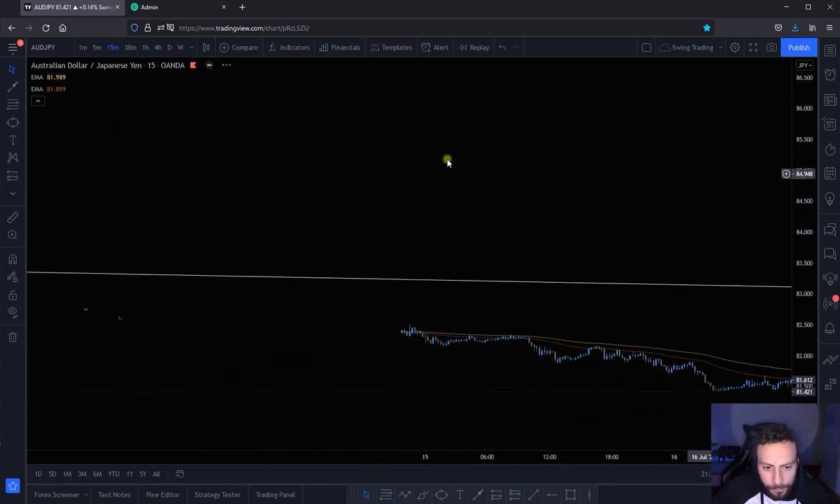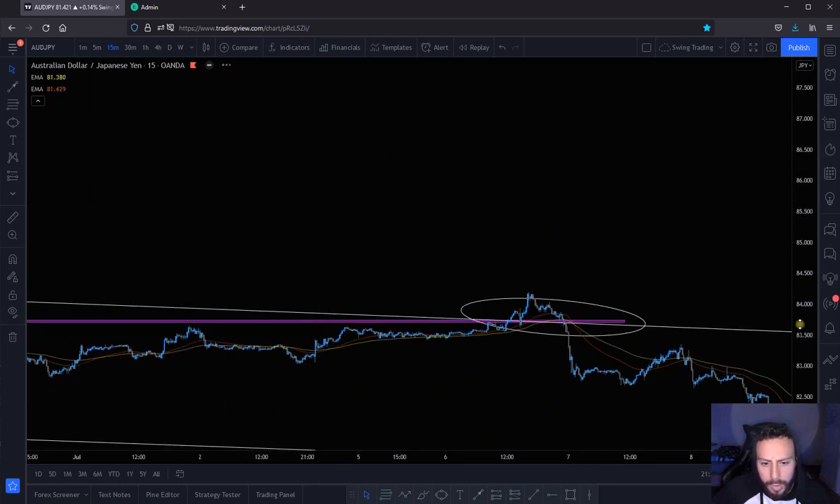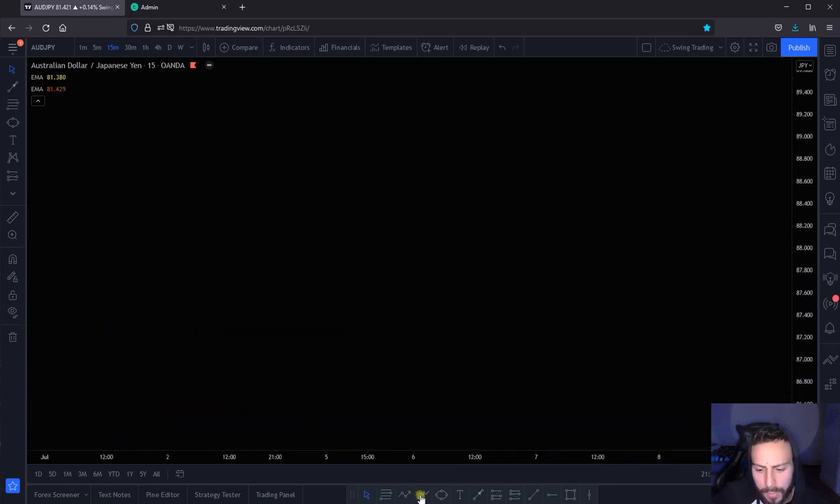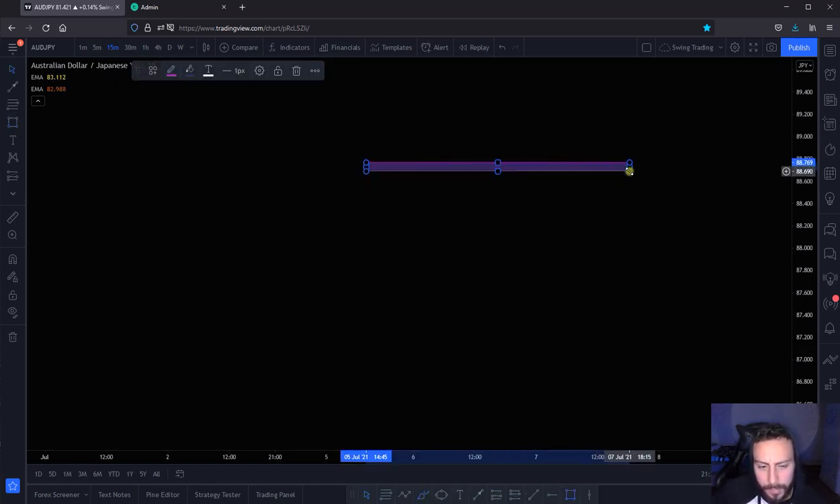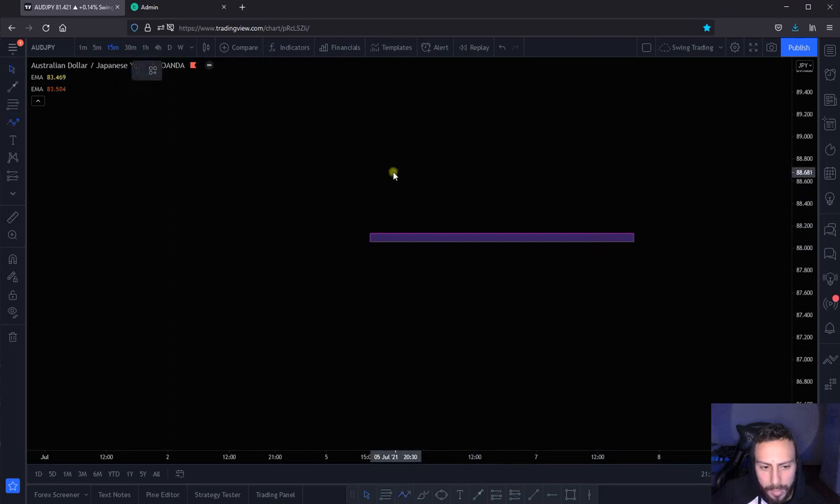This is what I mean. Maybe I'll just quickly show you. When price comes to an area of value, let's say this is a key resistance level. And price has done this, broken, retested, and price is at an area of value. For example, let's have a look at that.